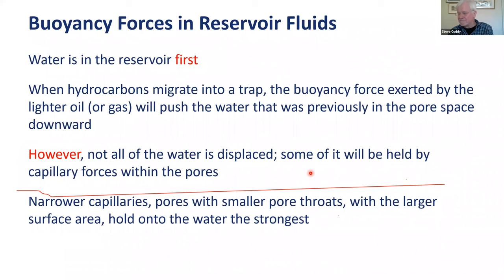So let's have a look at the water, the fluid, the reservoir. We're just going to have a simple idea of hydrocarbon and water. The water is in the reservoir first. Then the hydrocarbon migrates from the kitchen into the trap due to buoyancy forces and starts to replace the water. The water, which is displaced, is pushed downwards in the reservoir, down towards the free water level.